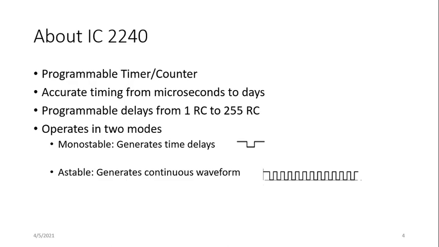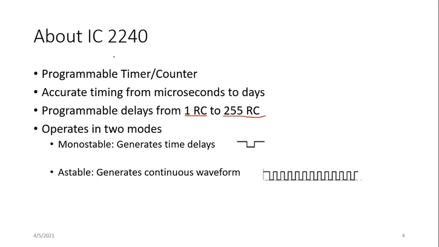Now what is the IC2240? IC2240 is a programmable timer counter IC. So you can program it, means you can decide the time delay or you can decide the frequency. It can generate very accurate time delays right from microseconds to days. The programmable delays vary from 1 RC, where R and C are the components connected to the IC, to 255 RC.